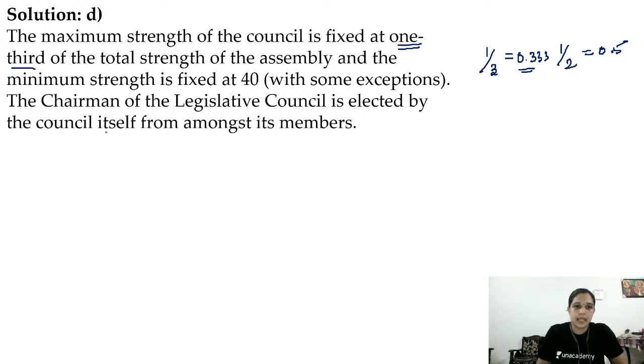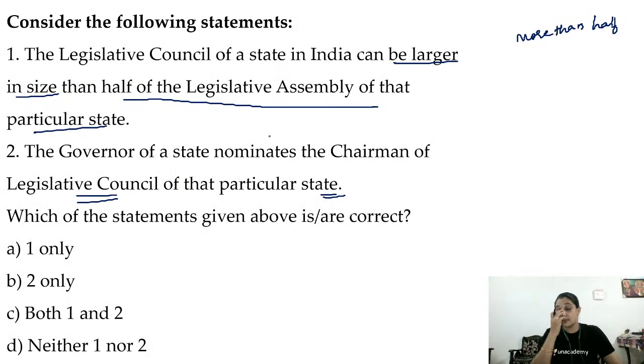Legislative Council chairman is elected by the council. Rajya Sabha chairman is the Vice President, but in the state, the Legislative Council's chairman will be elected among themselves. So the second statement is also wrong. The answer is neither one nor two.